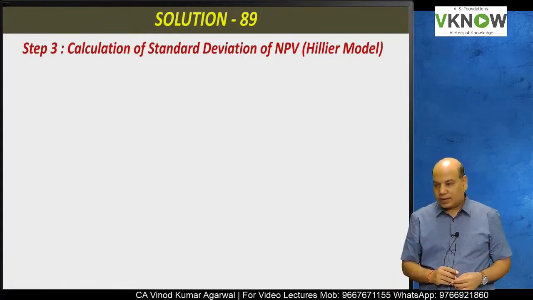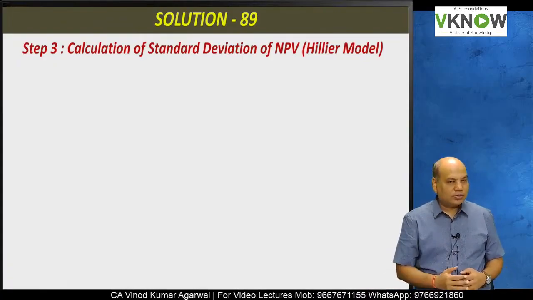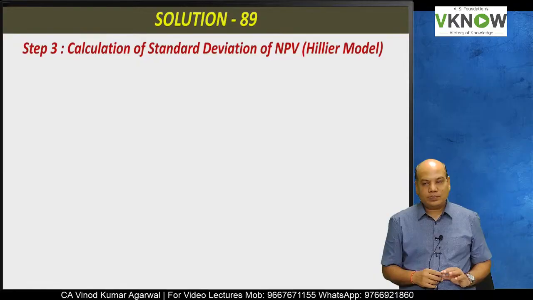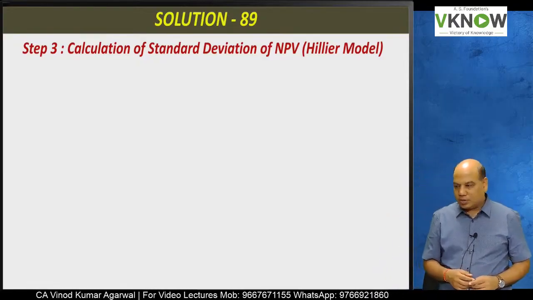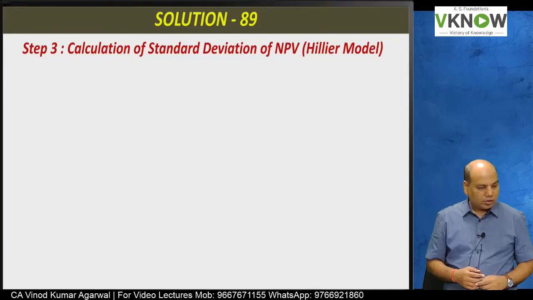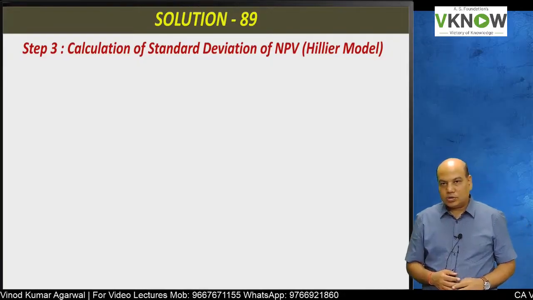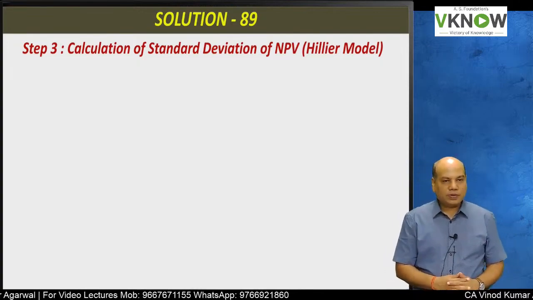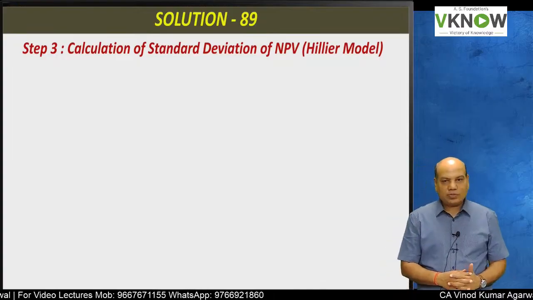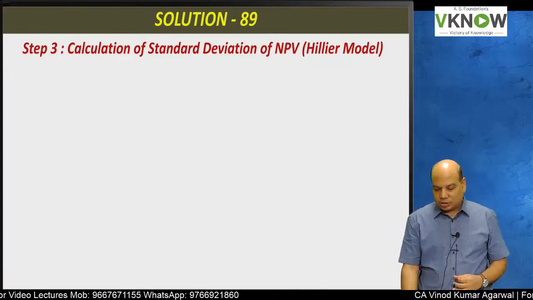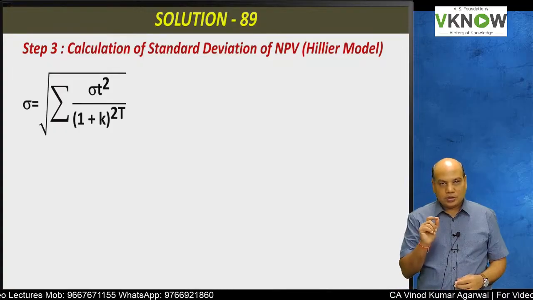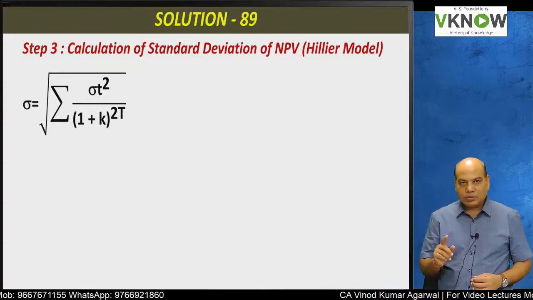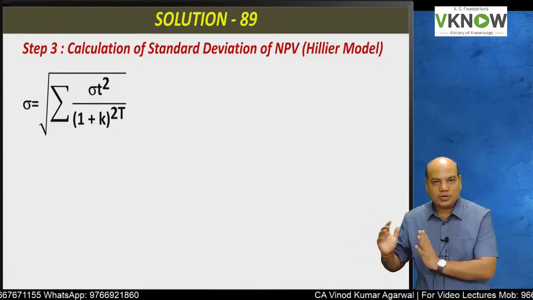Step number 3, where I am going to apply Hillier's model for computing standard deviation of the NPV. Write down step number 3, calculation of standard deviation of NPV, in bracket Hillier's model. The formula is sigma equal to under root summation. Summation means I have to add all the 3 years.